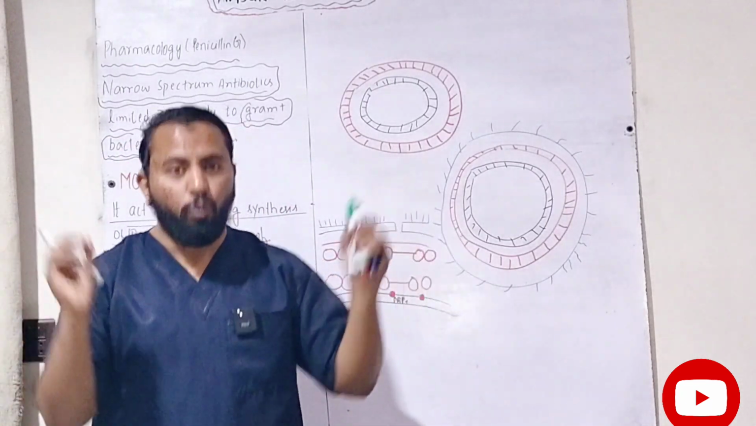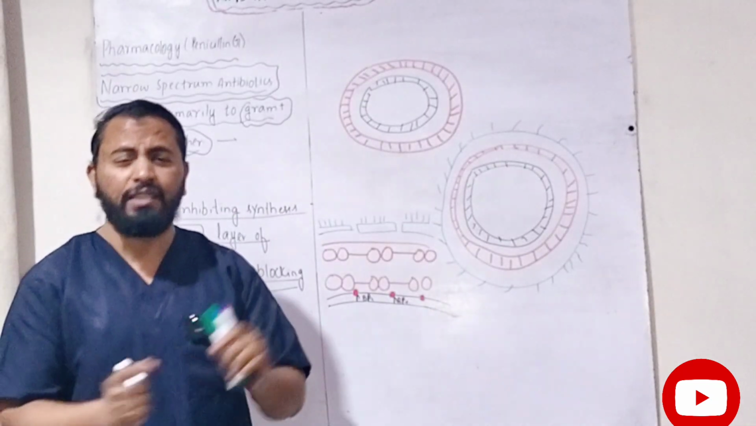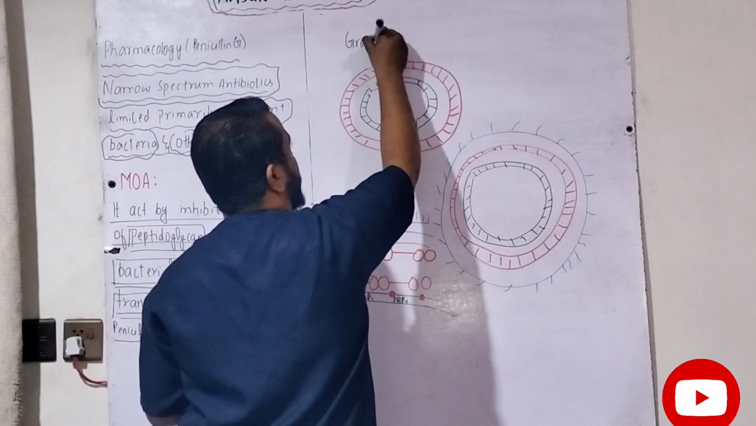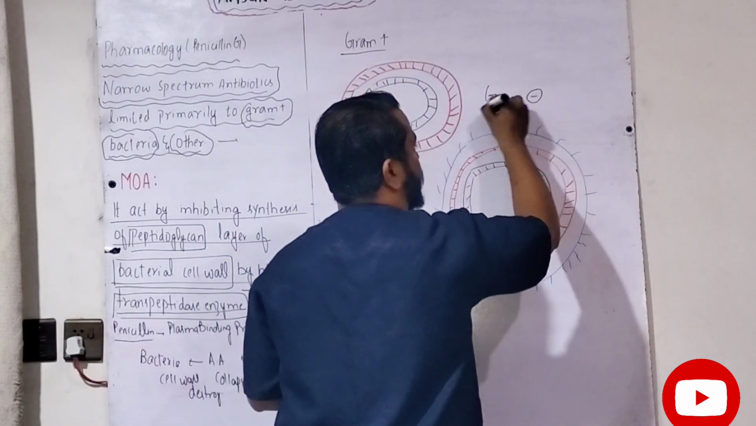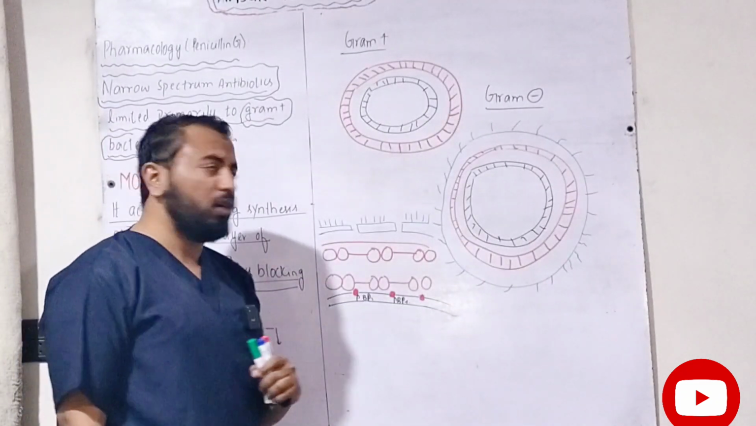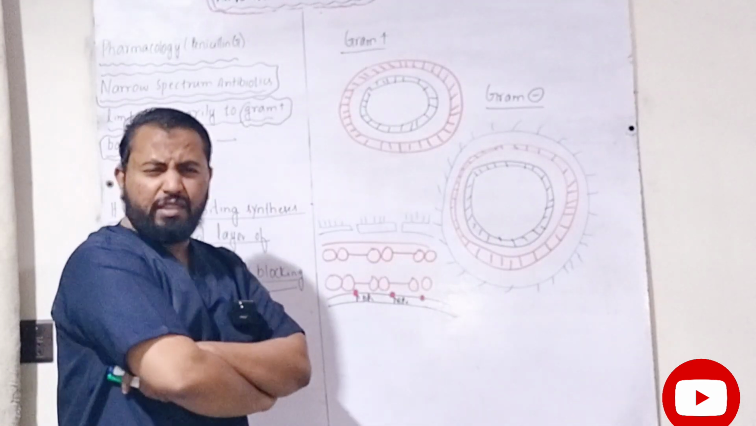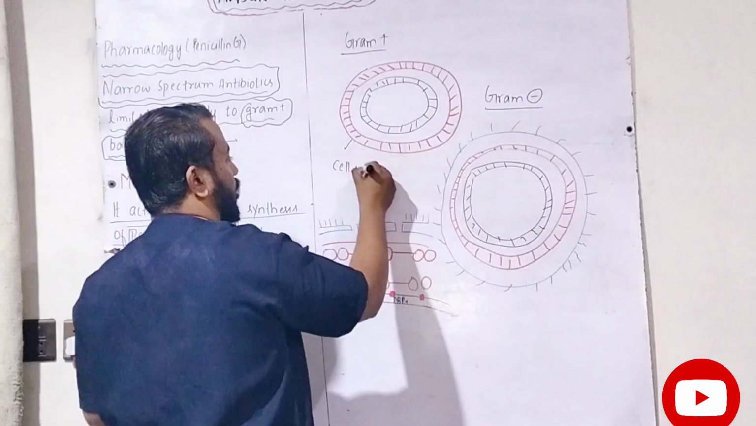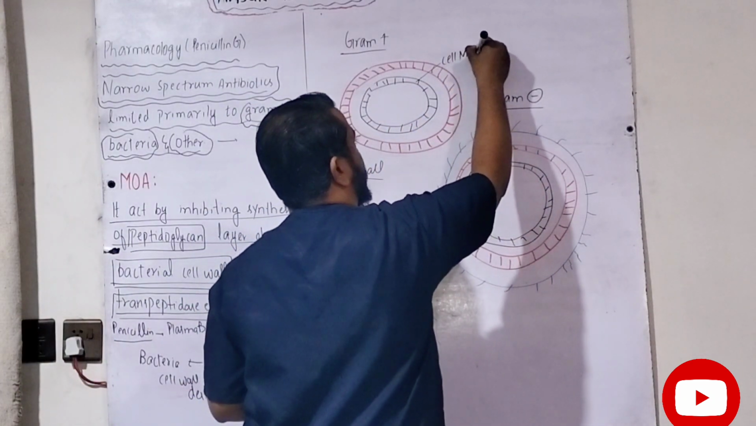How do the bacteria die? What is the exact mechanism? What is the role in gram positive? What is the role in gram negative? We can see over here. This diagram is for the gram positive, and this one is for the gram negative. So what is the basic difference? You can examine it. We know that this one is the cell wall and this one is the cell membrane.